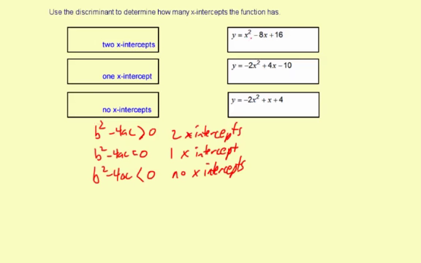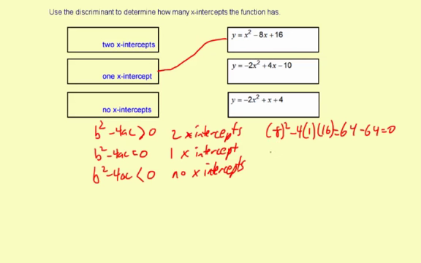So let's find the discriminant of this first one. It's going to be b squared, which is negative 8 squared, and then minus 4 times invisible 1 for a, and then times 16. And that's going to be equal to, let's see, negative 8 times negative 8 is 64, so it's going to be 64 minus 4 times 16, which is 64, equals 0. So it's going to be 1 x-intercept.